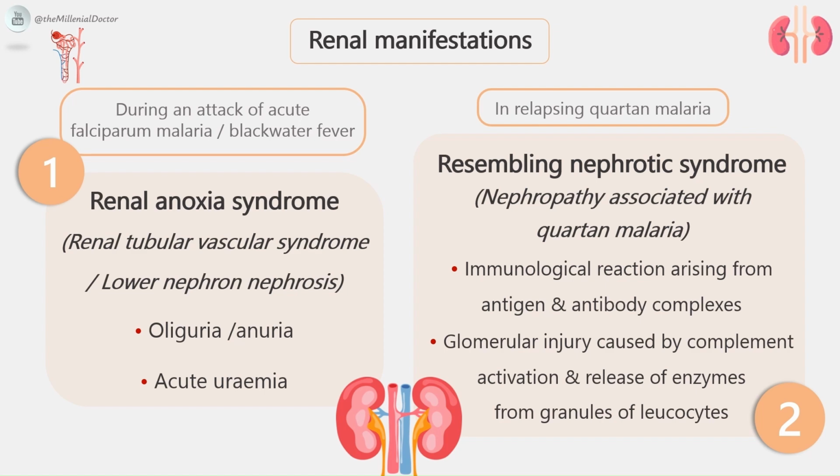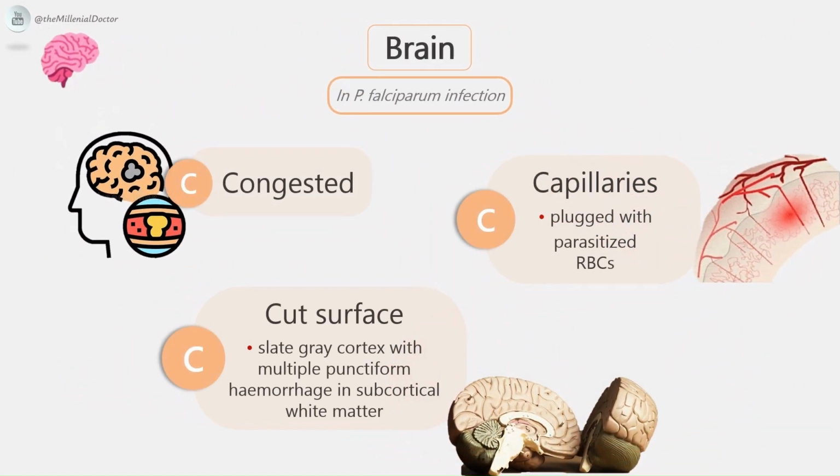Then brain. The brain in Plasmodium falciparum infection is congested. Capillaries of the brain are plugged with parasitized RBCs. The cut surface of the brain shows slate grey cortex with multiple punctiform hemorrhage in subcortical white matter. These will be discussed more in a separate video on Plasmodium falciparum.